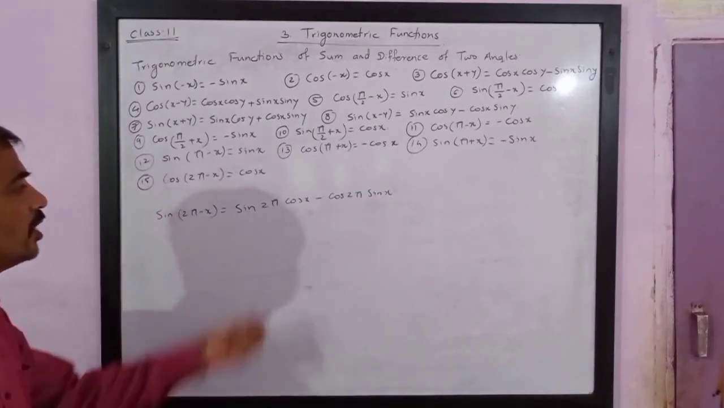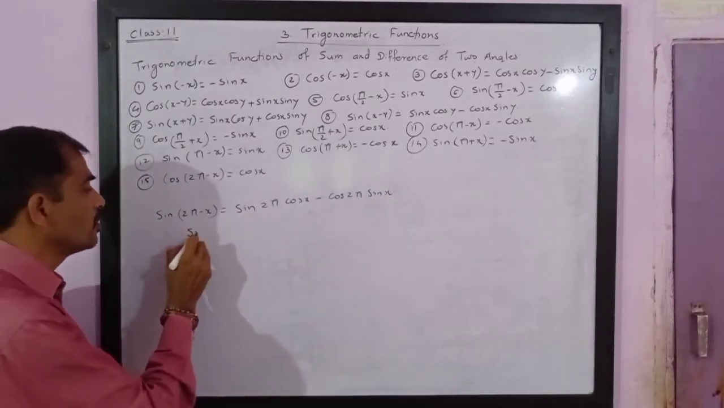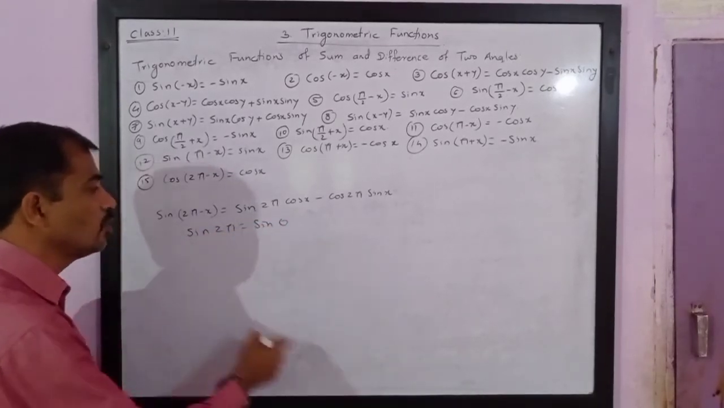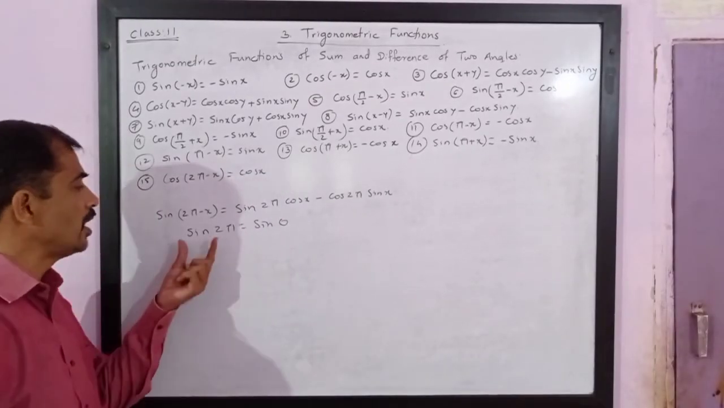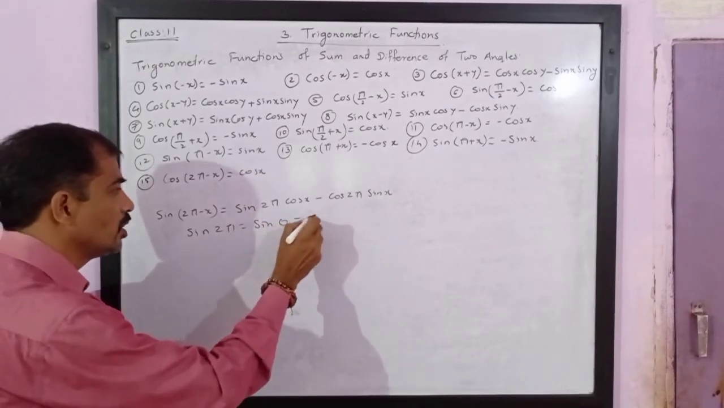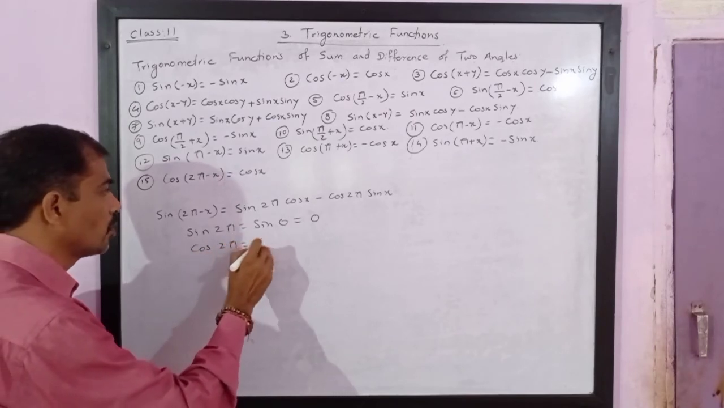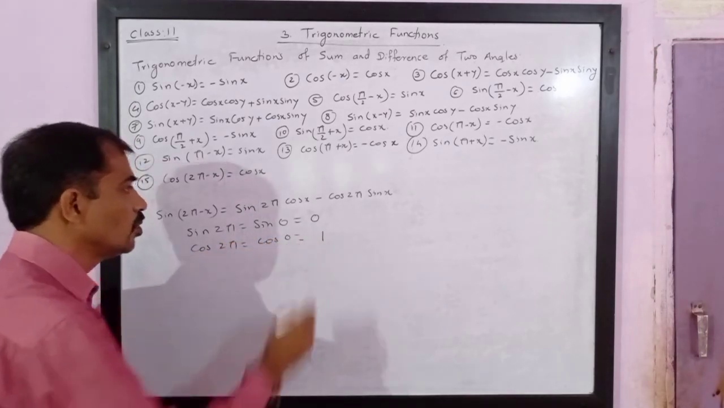Now we know that sin 2 pi is equal to sin of 0. That is, after 2 pi radians it comes to the same place. Sin 0 is 0, so sin 2 pi is also 0. Cos 2 pi is equal to cos 0, and cos 0 is 1.